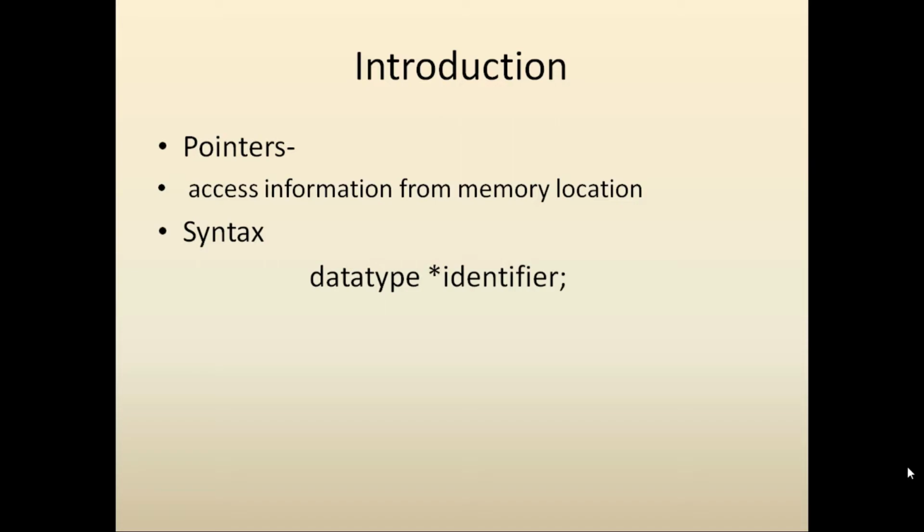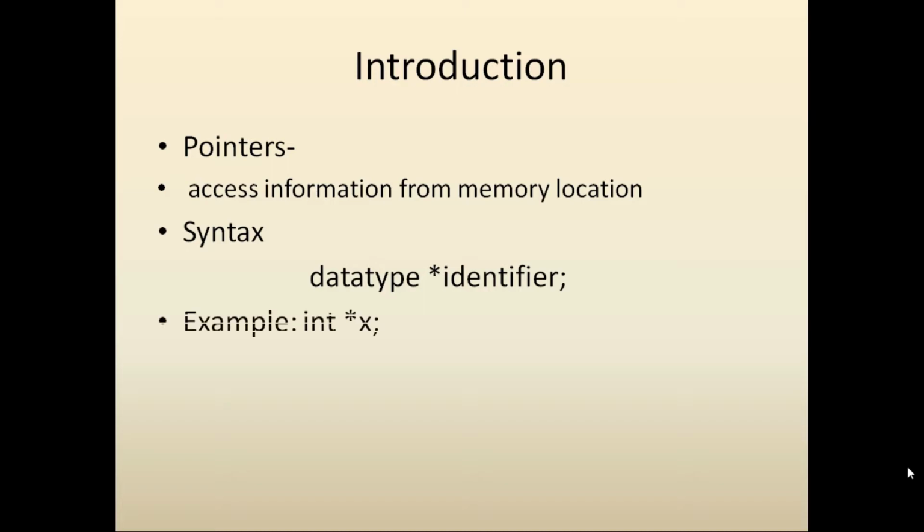Like a normal variable, a pointer also needs to be declared. The syntax is very similar to your variable declaration: data type, then asterisk, and identifier. The data type is like your integer, float, double, character. The identifier is the name given to the variable. The main difference is the asterisk, or we can say star. This asterisk gives the variable extra power to become a pointer and act as a pointer.